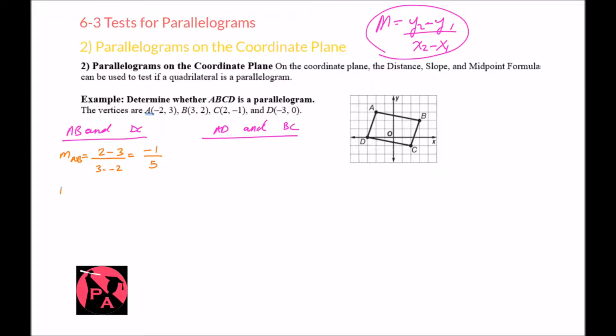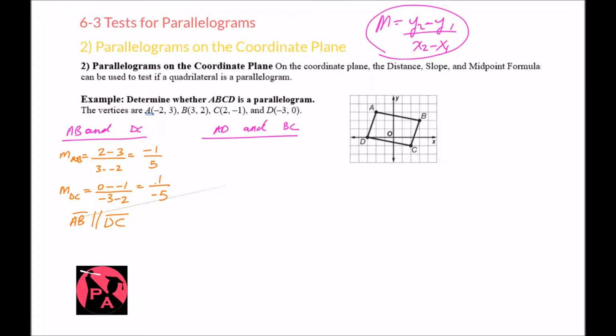Now let's compare this to the slope of segment DC. DC right here, I'm going to say x1, y1, x2, y2. So subtract the y values, 0 minus negative 1 divided by negative 3 minus 2. 0 minus negative 1 becomes positive 1. Negative 3 minus 2 is negative 5. As you see, these two slopes are the same. That means, let's write its conclusion. Our conclusion: segment AB is parallel to segment DC.